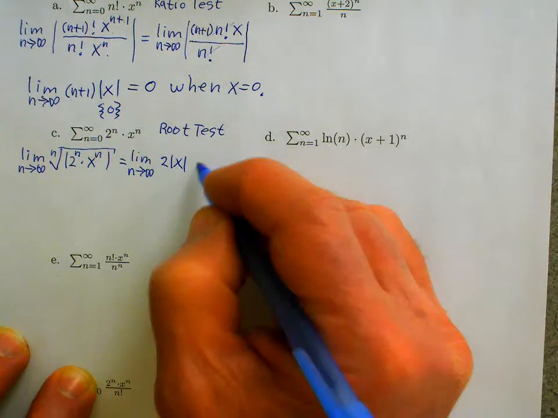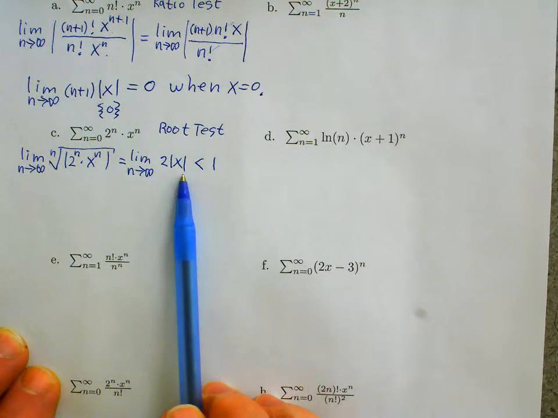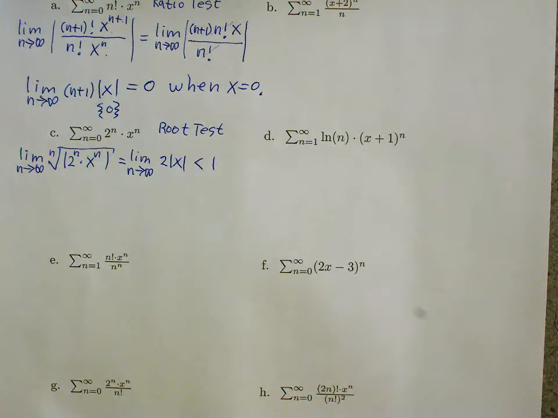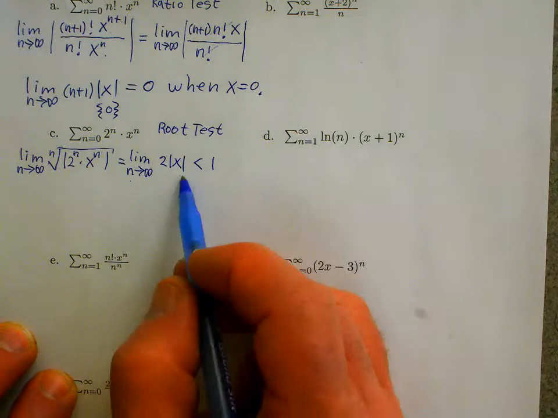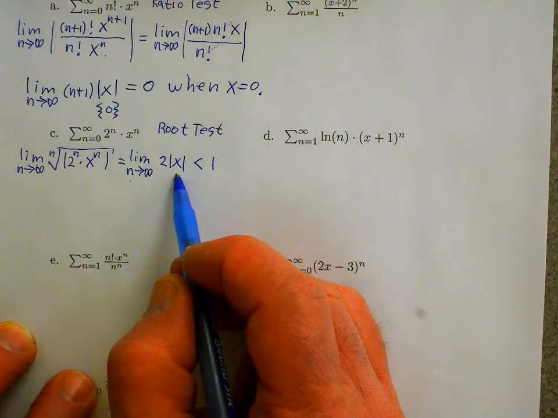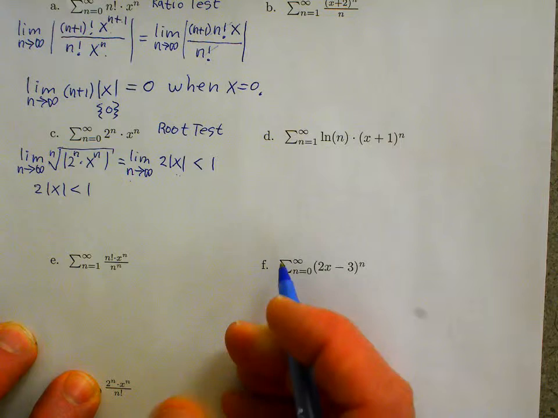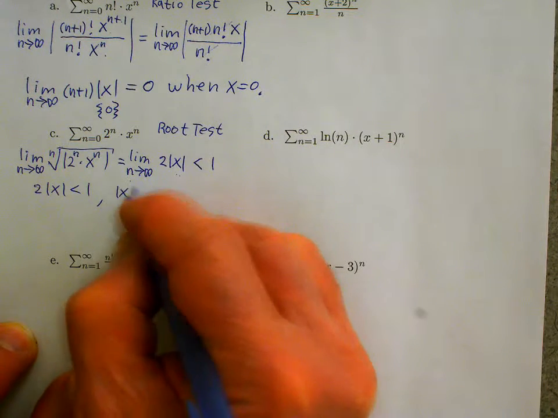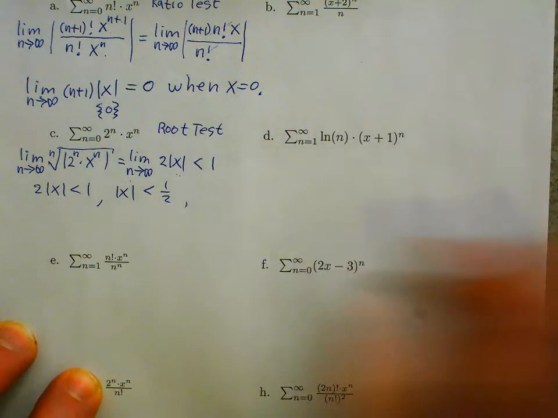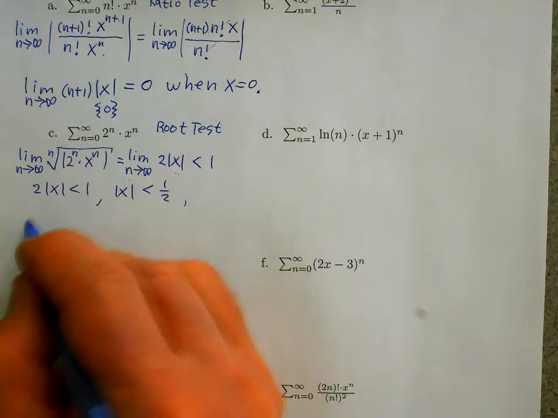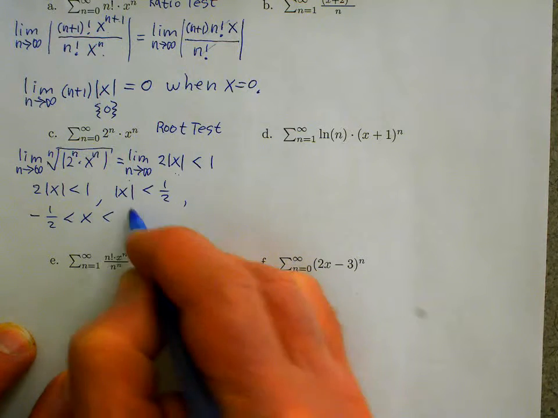And this will converge if this limit is less than 1. But 2 times the absolute value of x is unaffected by n. So in other words, 2 times the absolute value of x is the limit. So 2 times the absolute value of x is less than 1, which means the absolute value of x is less than 1/2. And so the interval of convergence is from negative 1/2 less than x, which is less than 1/2.